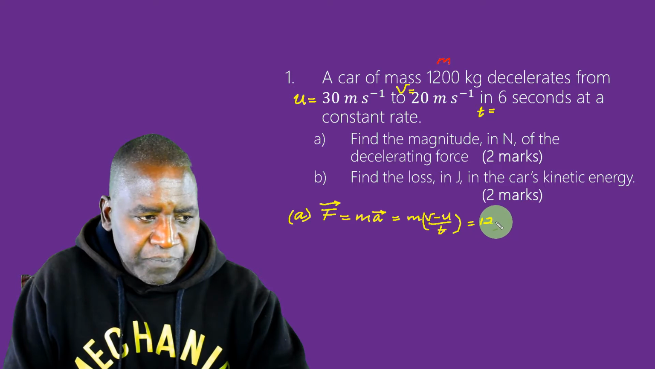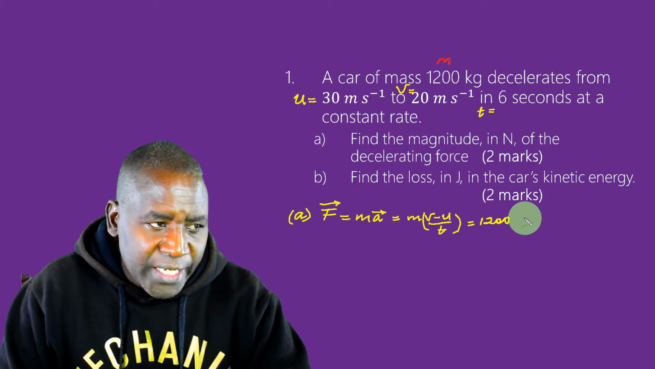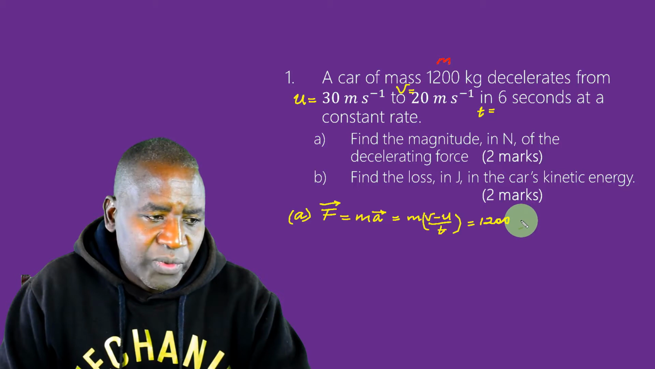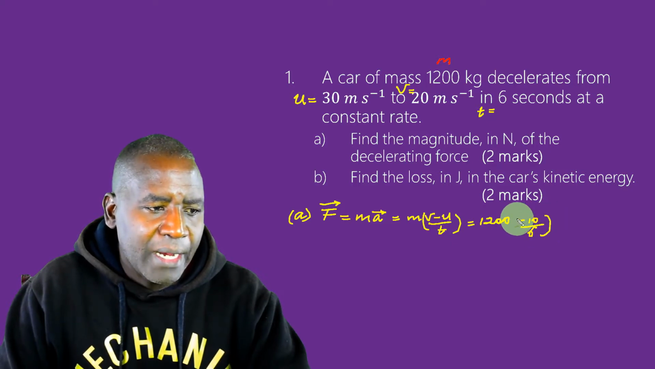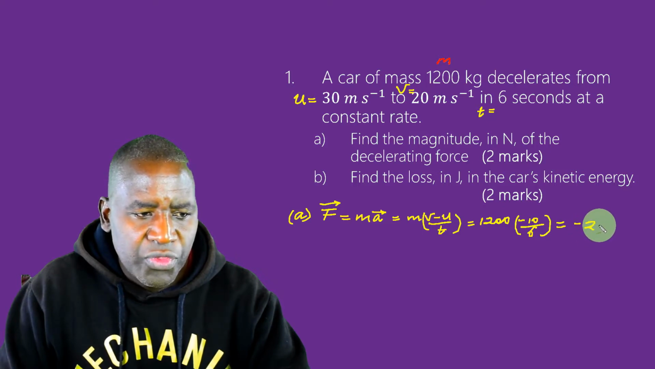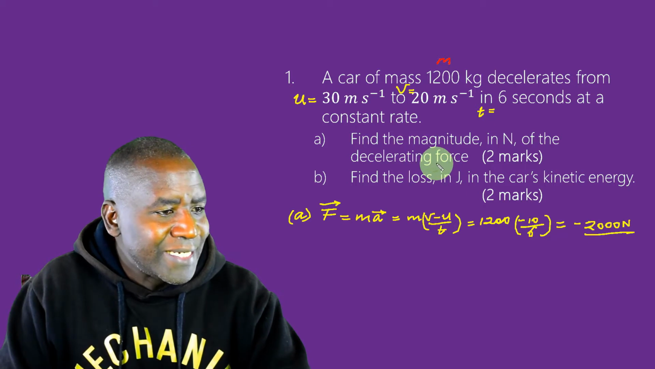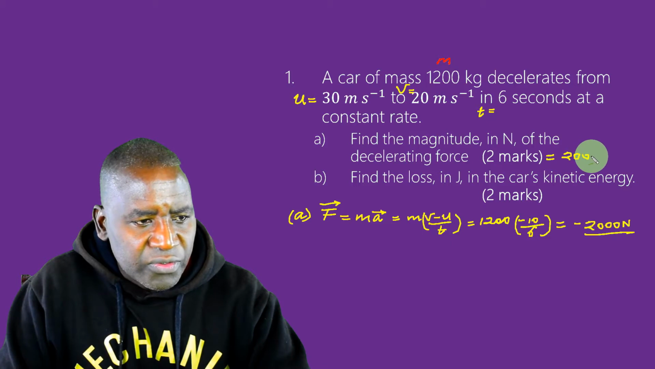So the m is 1200 kilograms. v is 20 minus 30, and that will give us minus 10. And of course, t is 6. And a manipulation of this substitution gives us minus 2000 newtons. So in order to answer the question, you will say that the decelerating force is 2000 newtons.